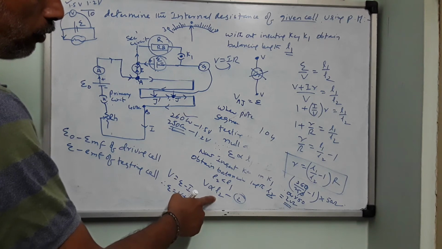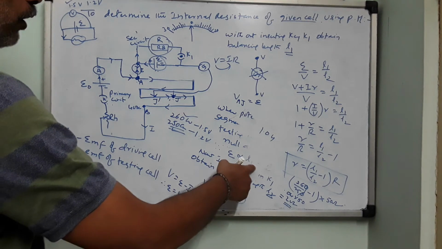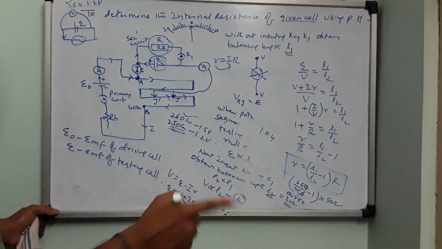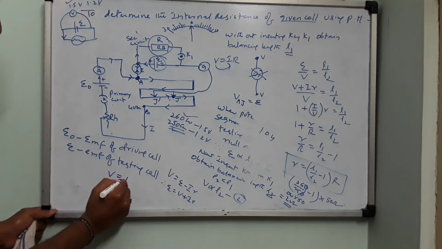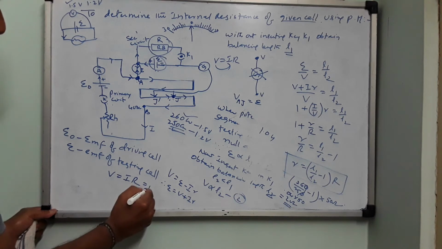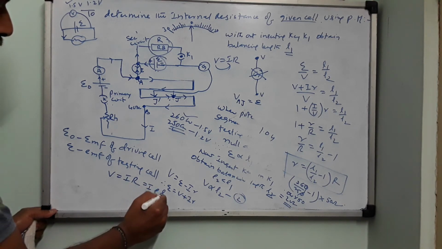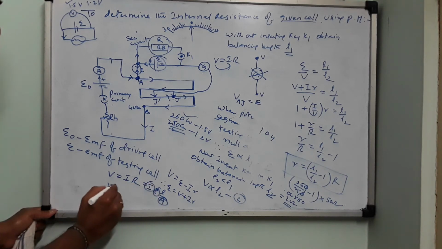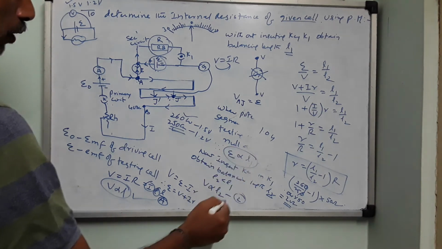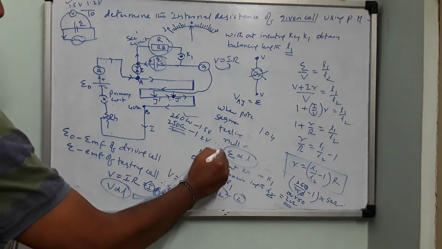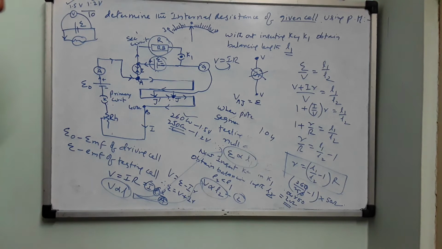So V is proportional to L2. So how are you writing? E proportional to L1, V proportional to L2. This is the principle which we have discussed at the beginning. What is that? V equals IR, which is I into R, which is nothing but rho into L by A. Rho and I are constant, so V is proportional to L. So E proportional to L1, V proportional to L2. The same principle we are applying for these two. So this way you can obtain the internal resistance of the cell.